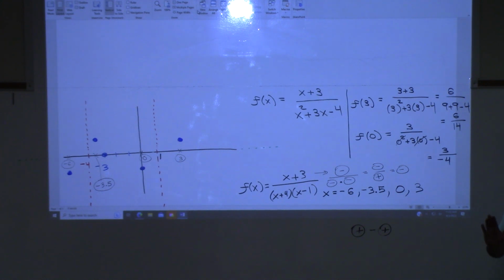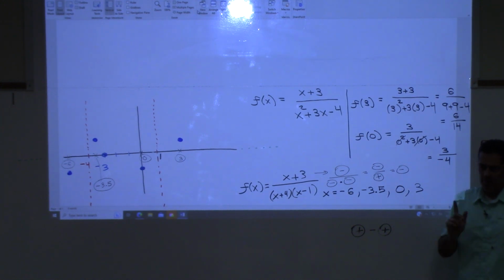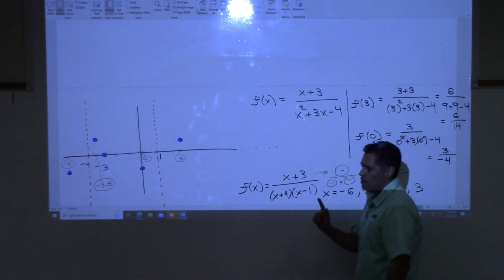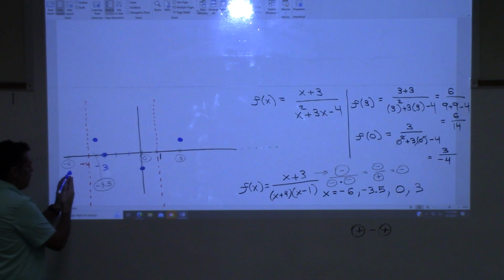At this point, we should have everything we need to draw the graph. We've got the x-intercepts, vertical asymptote, horizontal asymptote, and test points. I'm telling you that this should be enough. We should be able to draw a pretty accurate graph. So now what you have to use is your head. You have to think about what this is going to look like. So I always like to start here at the far left point.